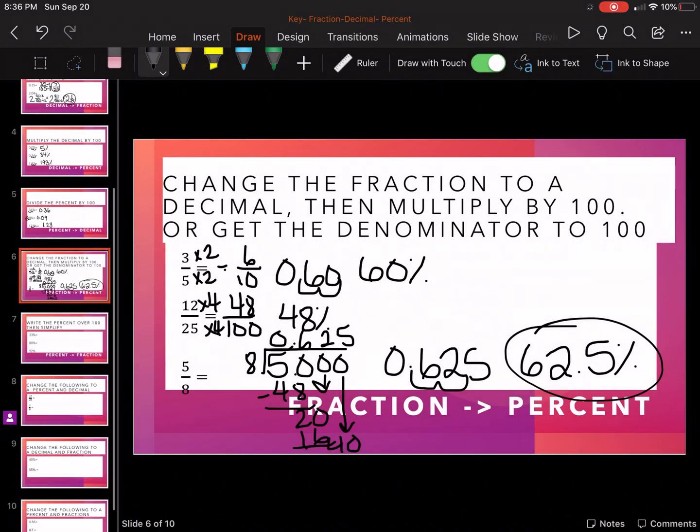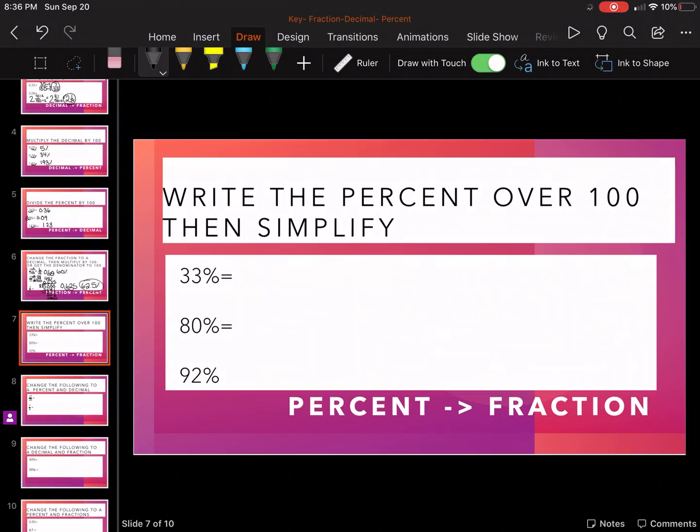We're going to finish before this 10%. Okay, here we go. Next one, percent to a fraction. So the easiest way is think about it as 100, right? So percent's always out of 100, so it's 33 over 100. Done. Fraction. Okay, the next one, it's 80 out of 100.